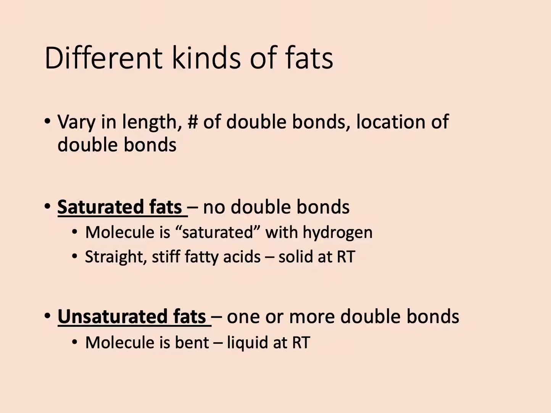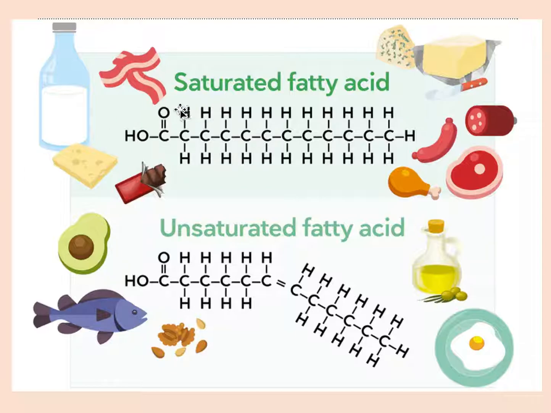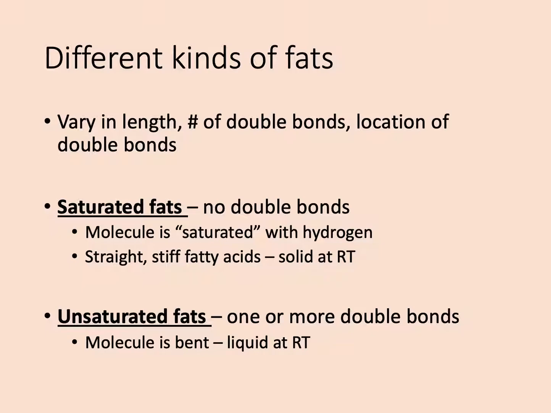Different kinds of fats vary in how long they are, how many carbons they have, how many double bonds they have, and where the double bonds are. But in general, we've got saturated fats that have no double bonds. So the molecule is, quote, saturated with hydrogen. I'm going to flip to a picture. This one on top here, every single place where a hydrogen can be, there's a hydrogen. So that is a saturated fat. Whereas an unsaturated fat has 1 or more double bonds.